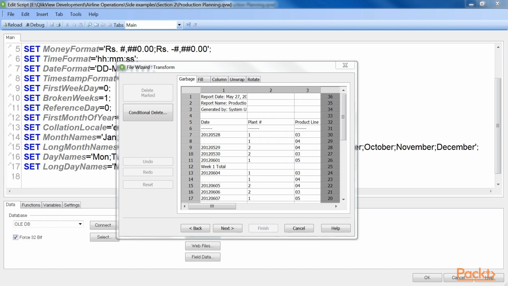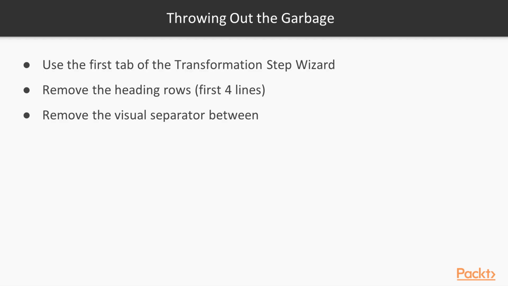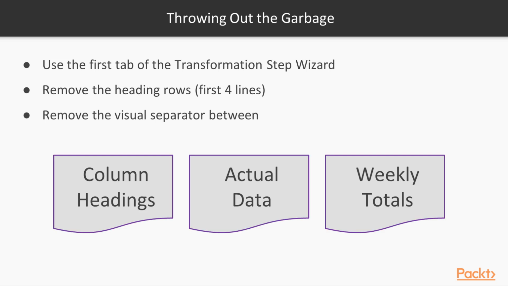And now you will be presented with this wizard. As you can see, the Transformation Step wizard is split into several tabs, and each one is used to handle different scenarios. We will be using 3 of the 5 tabs, but we'll describe what all of them do and the types they could be used. Our example file certainly has some garbage that needs to be thrown out. We will use the first tab of the transformation step wizard to remove the heading rows, that is, the first 4 lines. Also, we will remove the visual separator between the column headings and the actual data and the weekly totals.